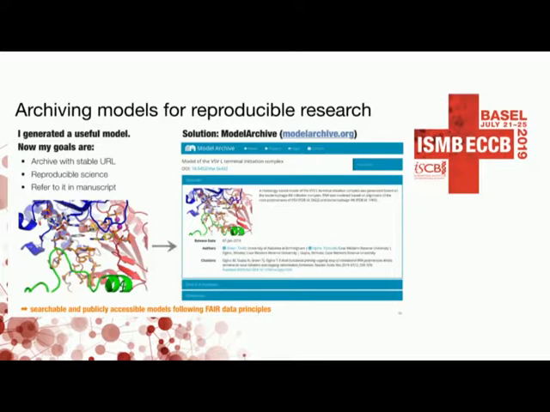Where you can deposit it. You get a stable DOI as a URL to go to your model. You can add any meta information that you want on how exactly the model was performed. We usually ask the depositors to add some quality estimates because we think that's important. And the whole web page is searchable, findable, and all the things that you expect from following FAIR data principles.